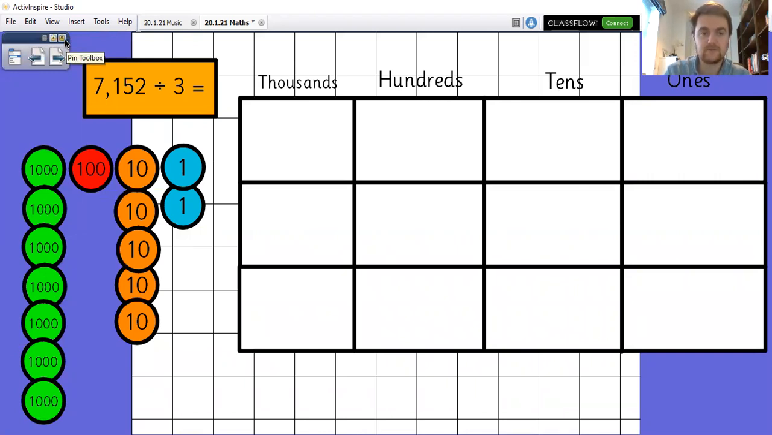So our first example is going to be 7,152 divided by 3. You can see that I have got my place value counter table, which has got 3 rows because I'm sharing it between 3 groups. I've got my place value counters, which have got 7 thousands, 1 hundred, 5 tens, and 2 ones. So let's have a look through it.